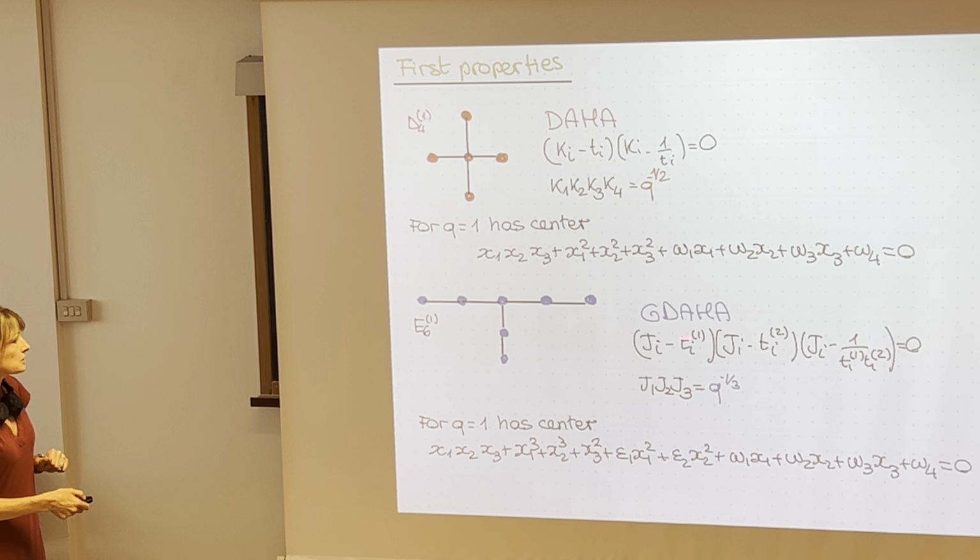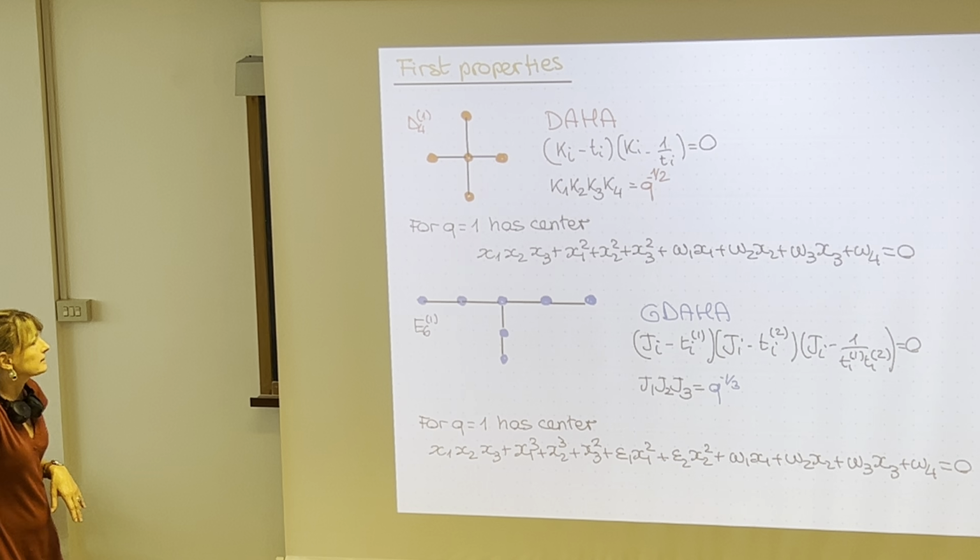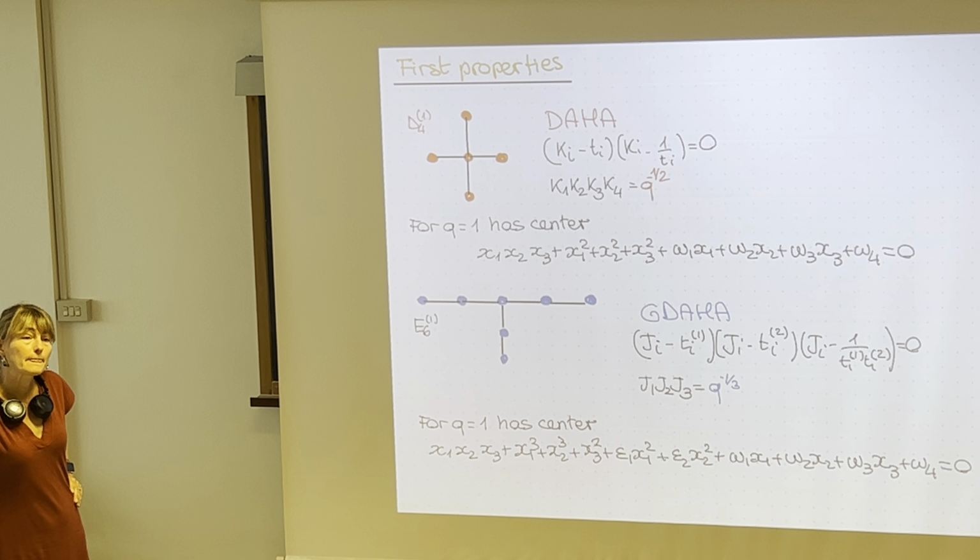And similarly, for the generalized DAHA, when Q goes to 1 there is also a center, and differently, here you have just these quadratic corrections. You have cubic, cubic, quadratic. Then there are some epsilons and some omegas, and these epsilons and omegas are also functions of the t which belong here. So everything is quite clear. Excuse me? What are the axes? x1, x2, x3. So okay.